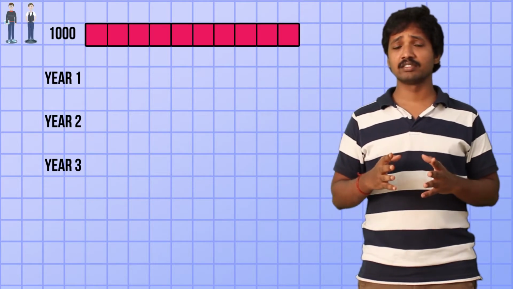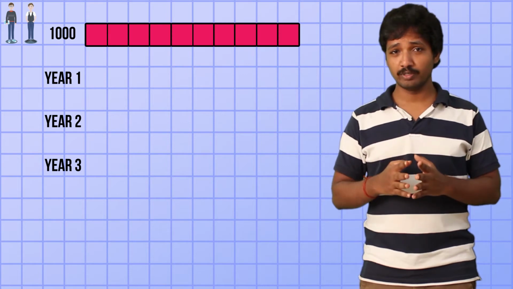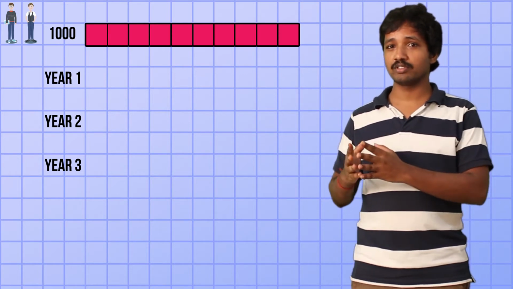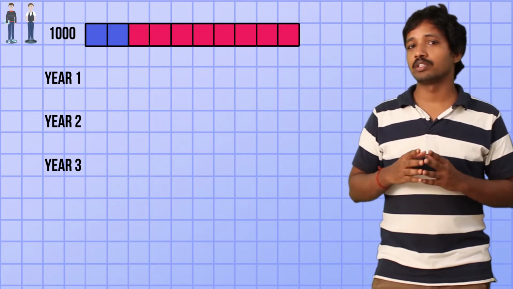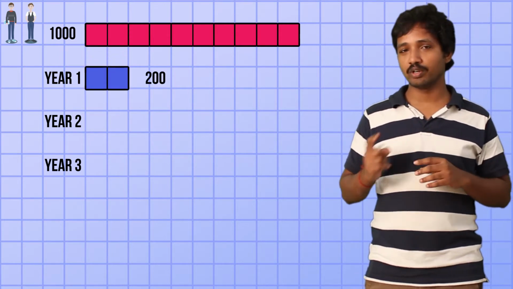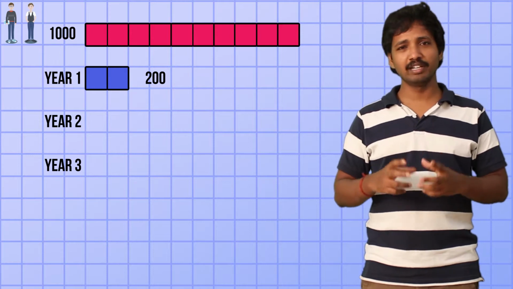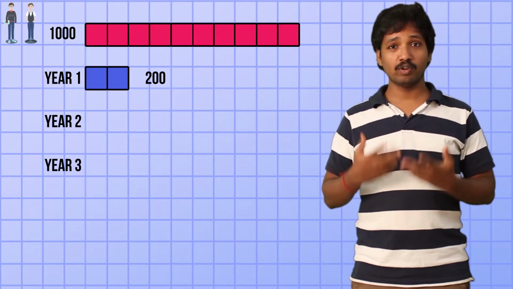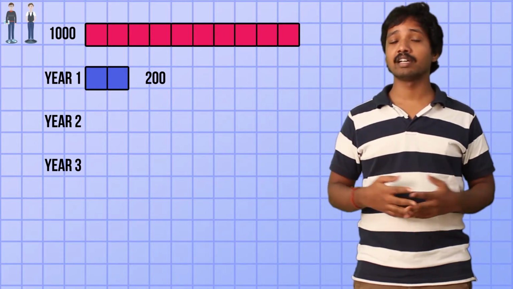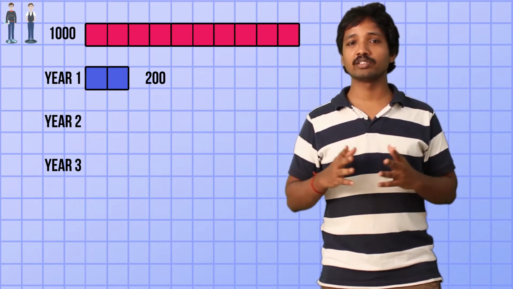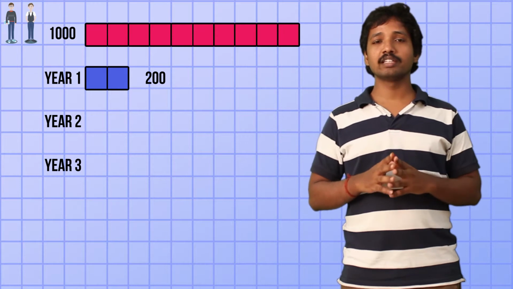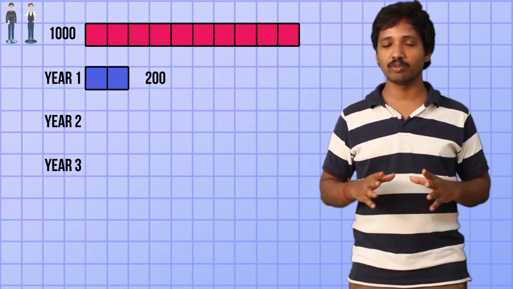So for the first year, the principal is 1000 rupees. Rate of interest is 20%. So 20% of 1000 rupees is 200. So the interest accrued for the first year is 200. In simple interest, if you borrow for 1 year or 100 years, the interest amount for any year in the period is not going to differ. All years' interest amounts will be equal.